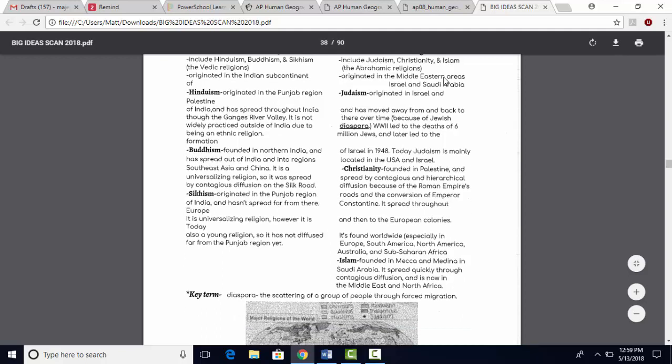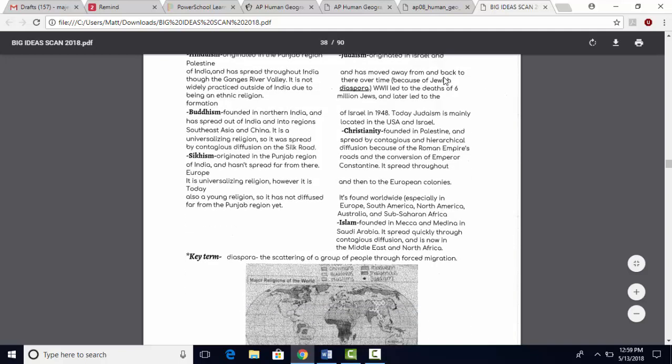Christianity, founded in Palestine, spread by contagious and then hierarchical diffusion. Remember, Islam spreads largely because of warfare, right, and conquest. It spreads hierarchically as well as leaders adopted it and forced their peeps to as well.